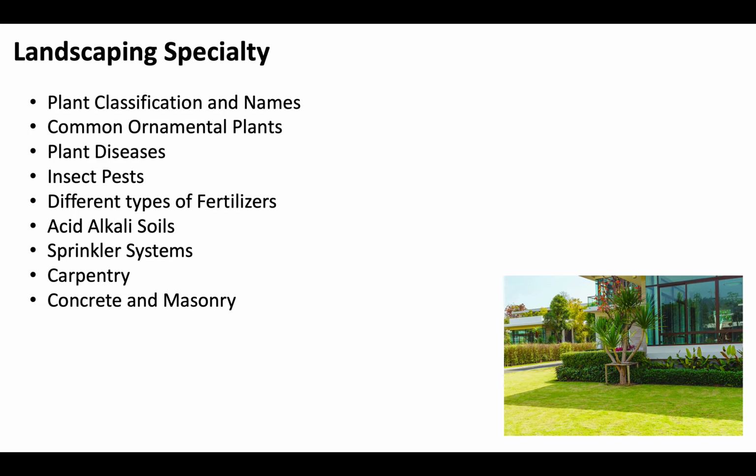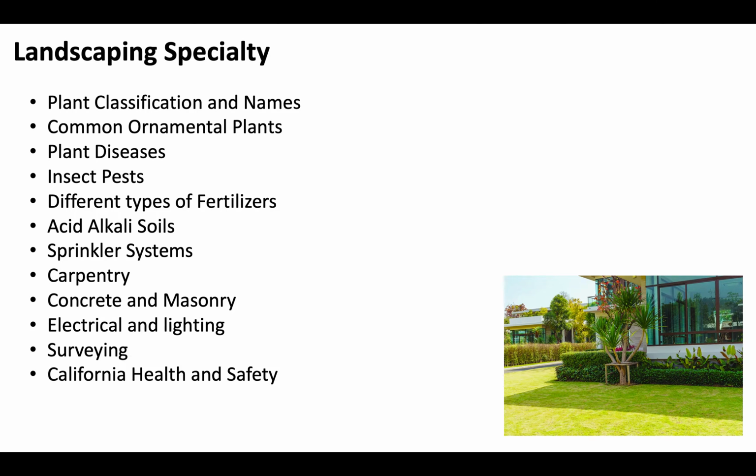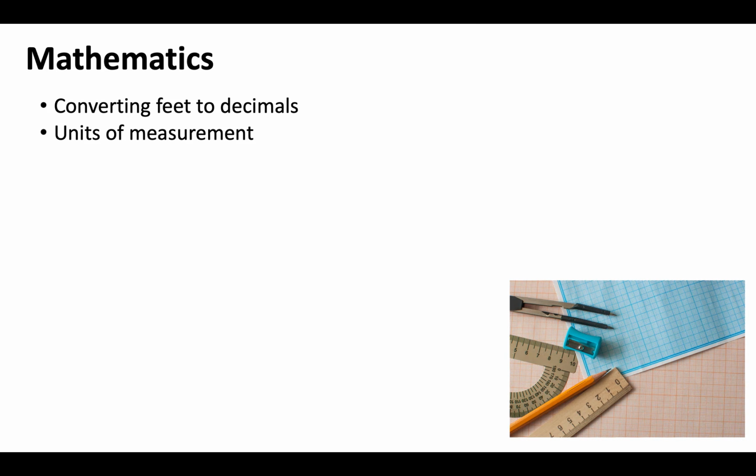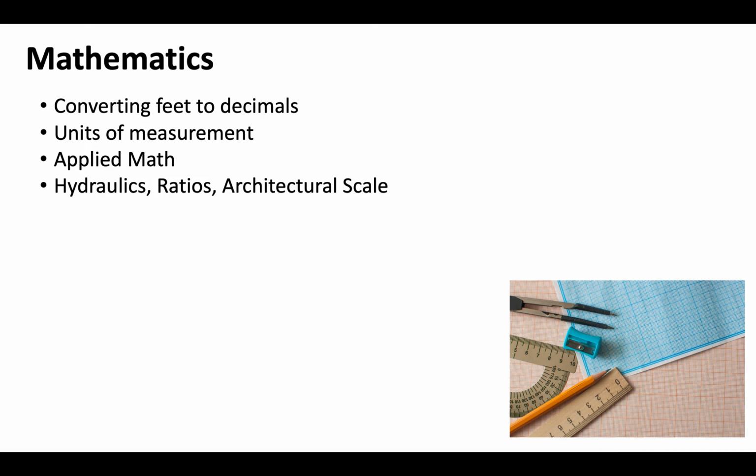There'll be questions covering carpentry, concrete and masonry, electrical and lighting, surveying, and as with all contractor licenses, California health and safety is going to be a huge portion of the exam. Now, the mathematics that you can expect to see on the landscaping test is going to be converting feet to decimals. You'll want to know your units of measurement, obviously your applied math, so your addition, subtraction, division, multiplication, etc. You'll want to be familiar with hydraulics, ratios, and architecture scale to a certain degree. Some of the electrical questions will draw from Ohm's law and Watt's law, so mathematics is definitely going to be something that you'll want to review beforehand.